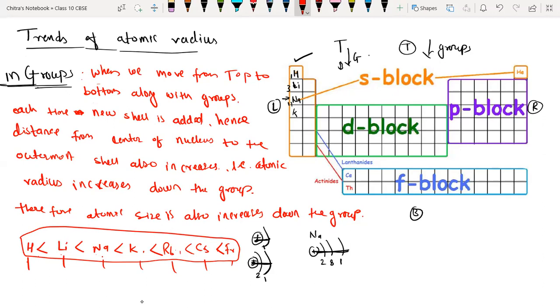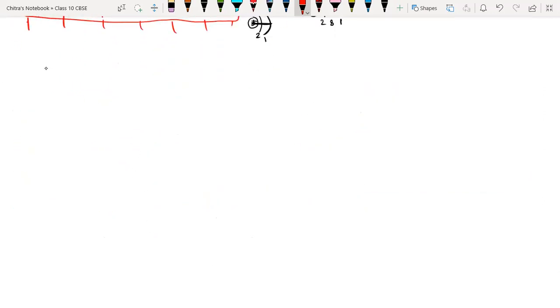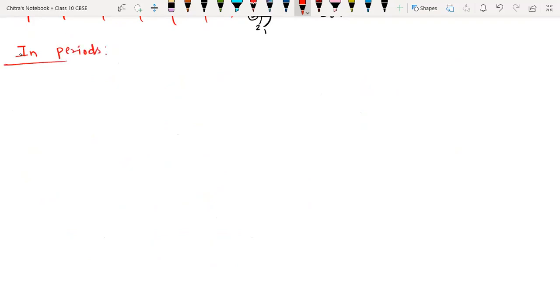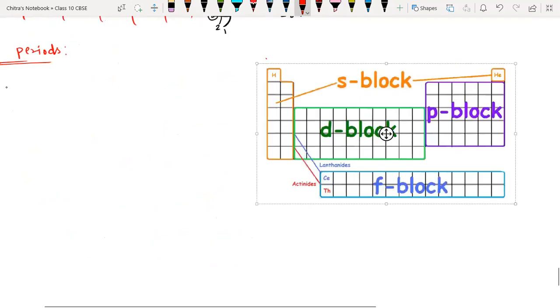Yes, sir. Okay, now we will understand in periods. So just take a screenshot for that. Done. Everyone done? Yes, sir. Okay. So now we will understand the trend in periods. So again we do require the diagram.